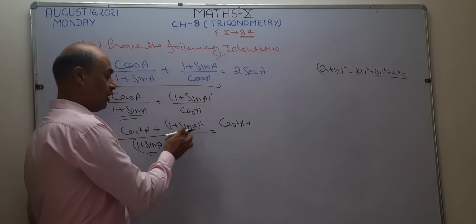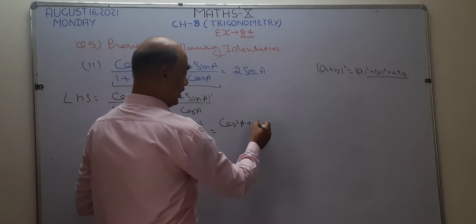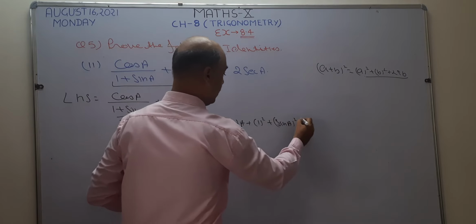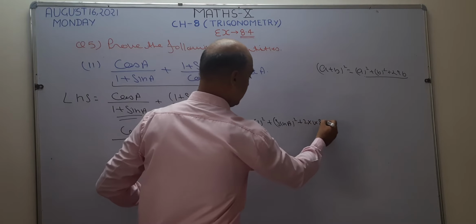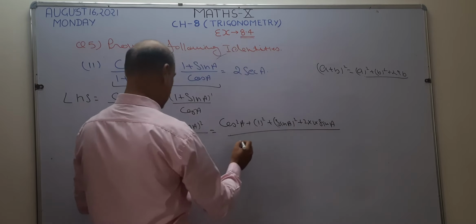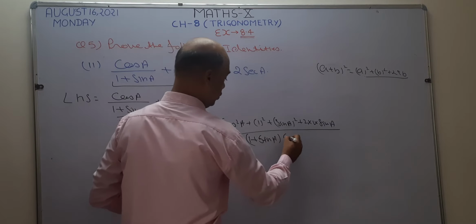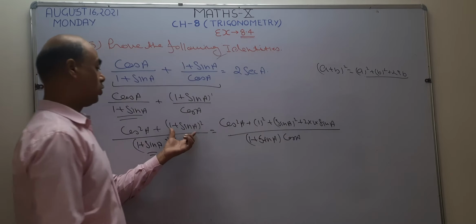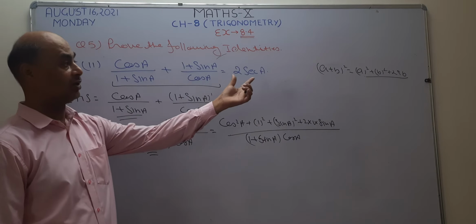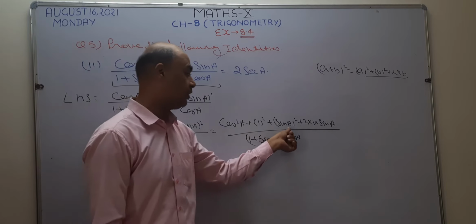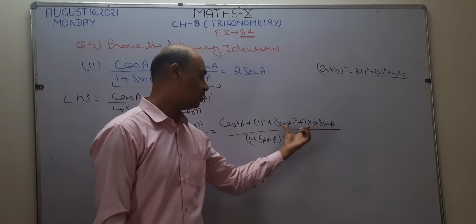Now A is 1 and B is sin. So this becomes A square plus B square plus 2 into A into B. And the numerator part is going to remain same, which is 1 plus sin A into cos A. I am going to open this bracket by using the identity A square plus B square plus 2AB. A is 1, B is sin. So this becomes A square plus B square plus 2AB. I hope this step is clear to all.